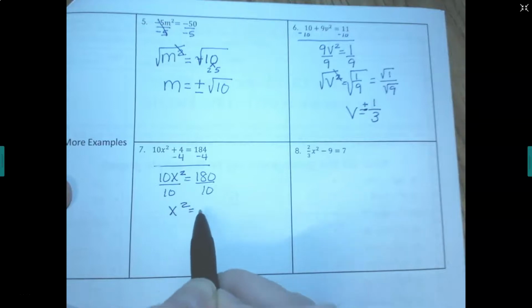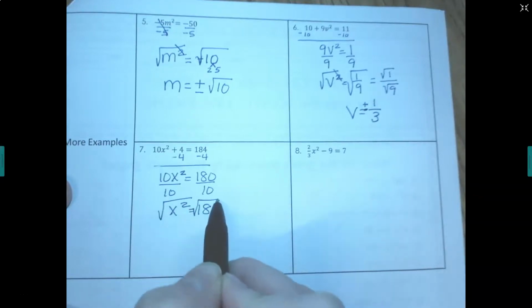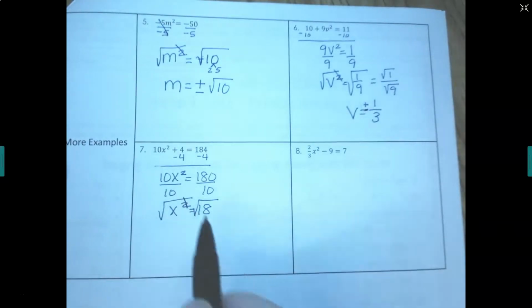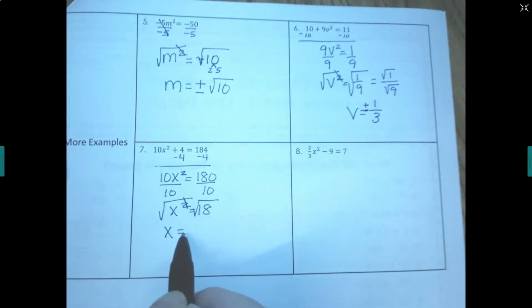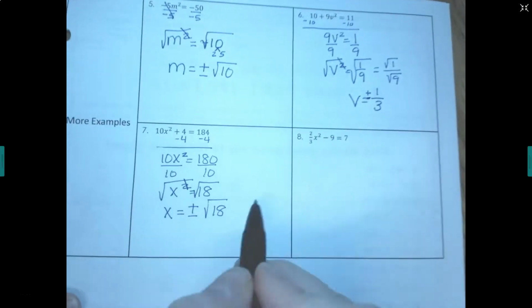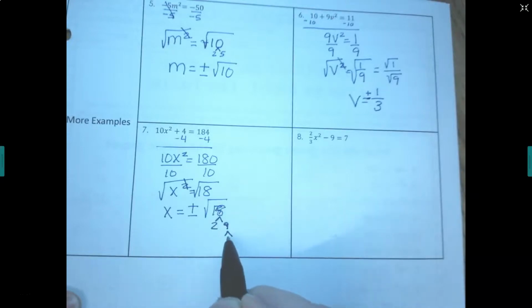X squared equals 18. We got the squared all alone, so that means we can take the square root. This cancels the square. We're left with x equals positive or negative square root of 18. But will that simplify? So let's just take a look. 18 is 2 times 9. And 9 will break down again to 3 times 3. So we do have a pair of 3's.